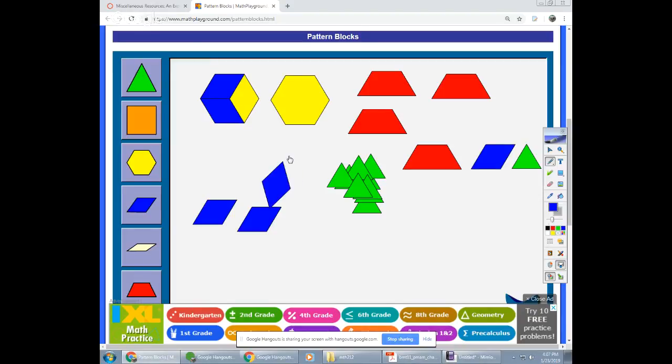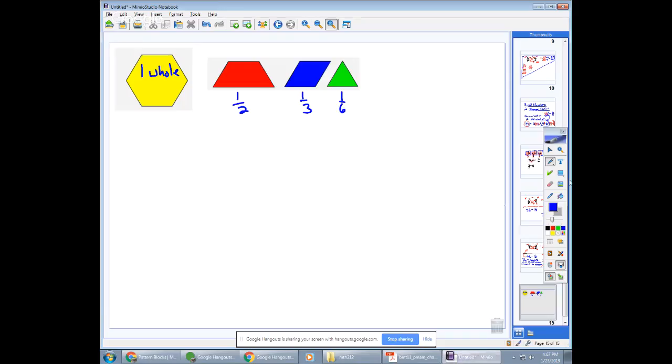All right, so those of you at home, there's a link to this on our miscellaneous resources page. Yeah, so 3 of them fits very nicely, so I can see the 1/3 aspect of that. And then you could do a similar thing with the triangles and show that 6 of them fit nicely inside that same hexagon.